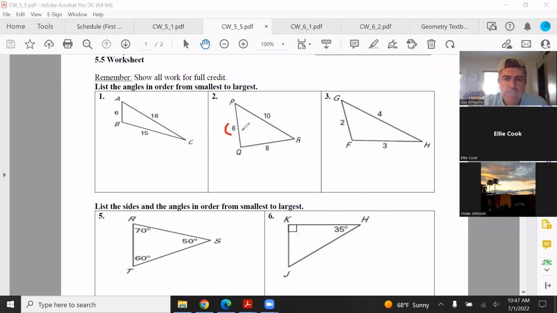So the side with a length of 6 is a small side, so angle R is the smallest angle. Then 8's the middle, so then it's P. And 10's biggest, Q. So RPQ. That's number 2.